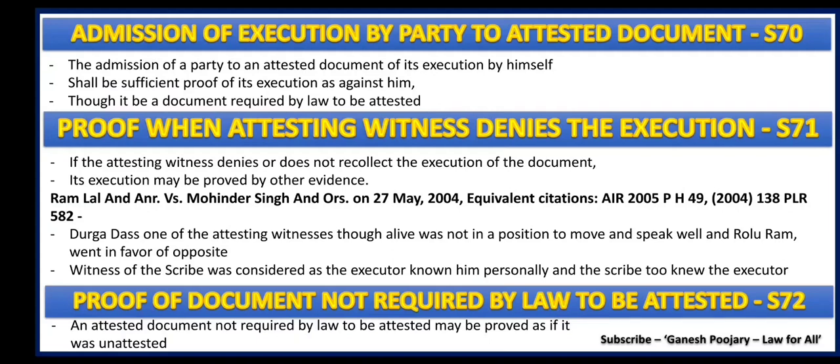That's about section 71. The last section, that is section 72, discusses about the proof of document not required by law to be attested. The provision says an attested document not required by law to be attested may be proved as if it was unattested. Now there is document X which is not required by law to be attested, but Mr. A has attested the document. Here the court will not consider such attestation. There is no extra weightage for such attesting witness. That is what we need to understand from section 72. It is as if the document is not attested. That's how law treats it.